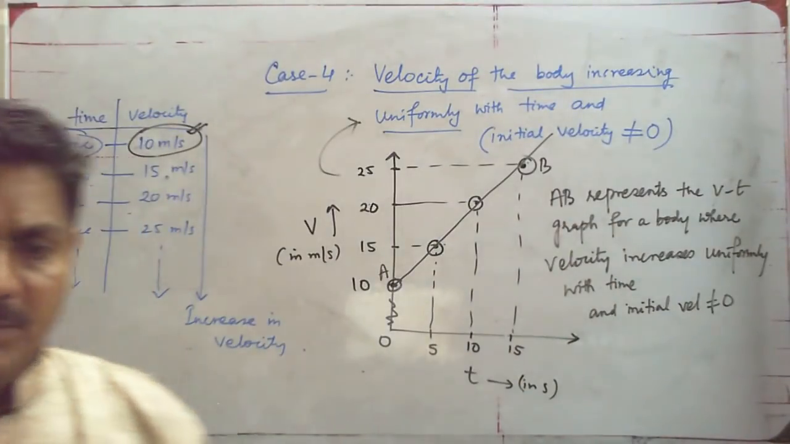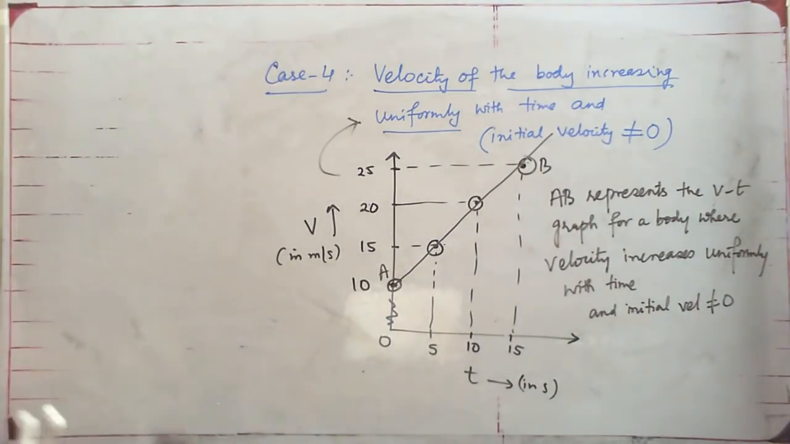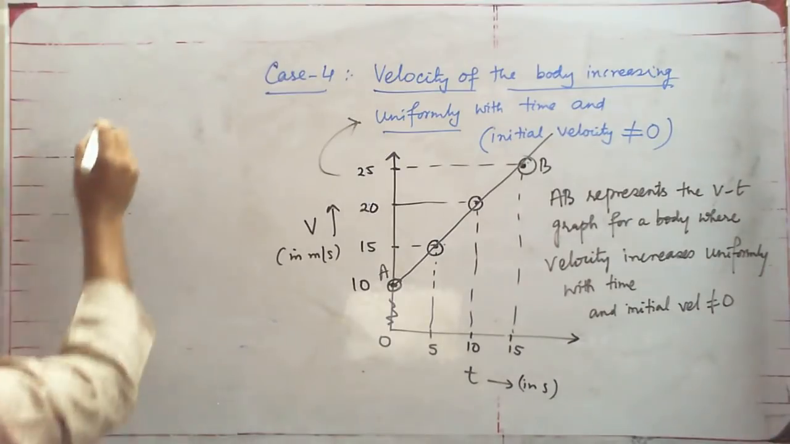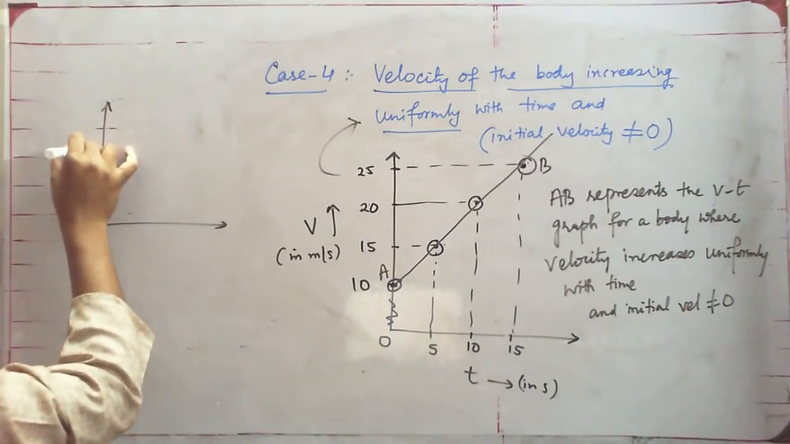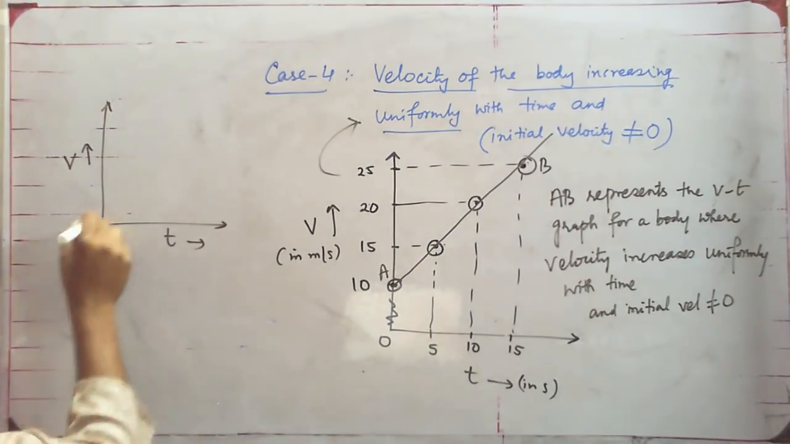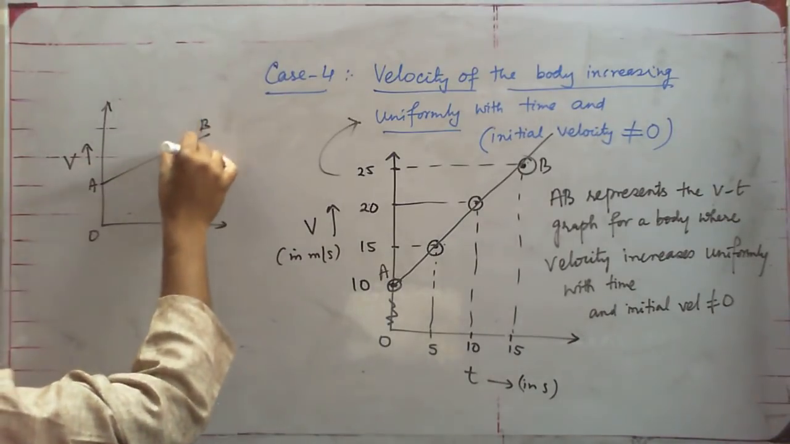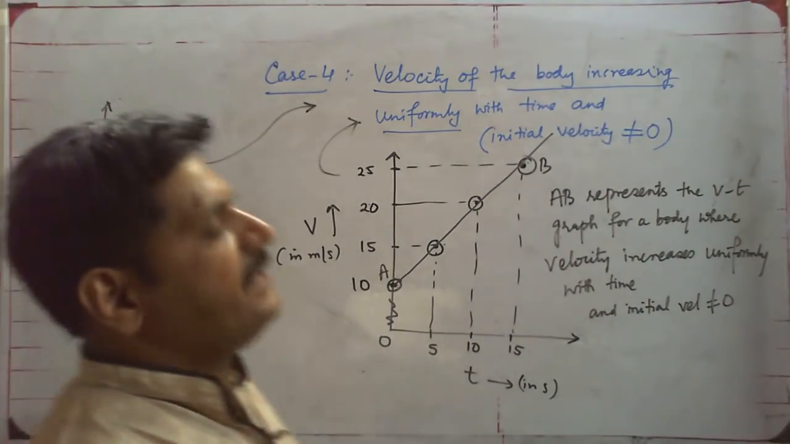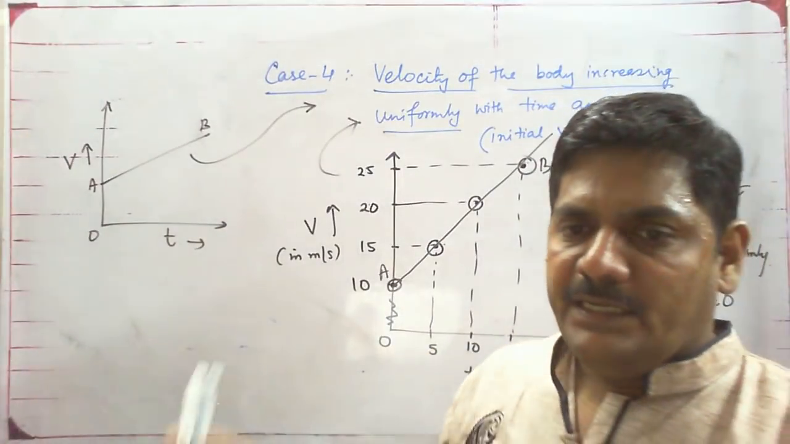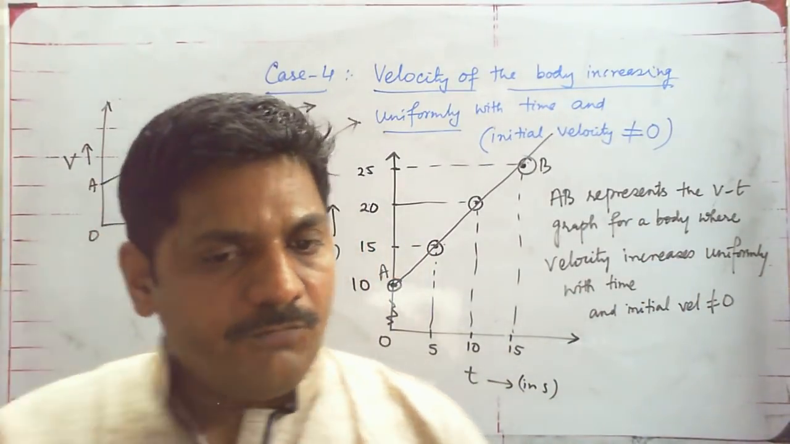Okay, and what would be the general graph? The general graph will be something like this. So this is V, this is T, this is origin, and this is the graph. This is the graph for the velocity of the body increasing uniformly with time, and initial velocity is not equal to 0. So this is all for today.